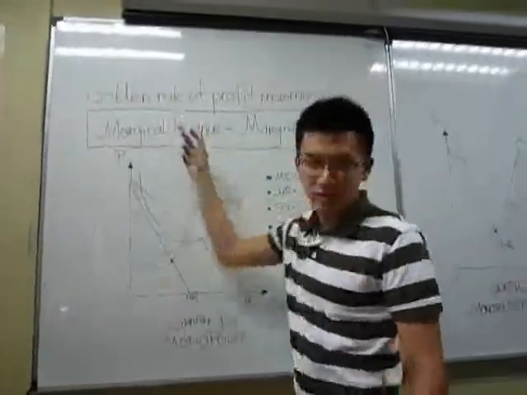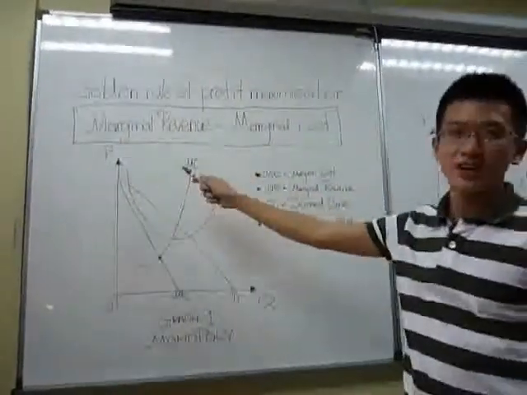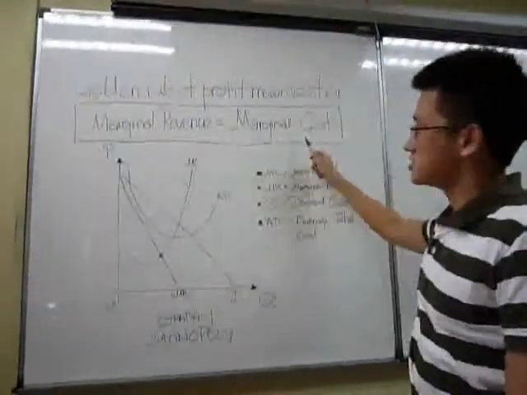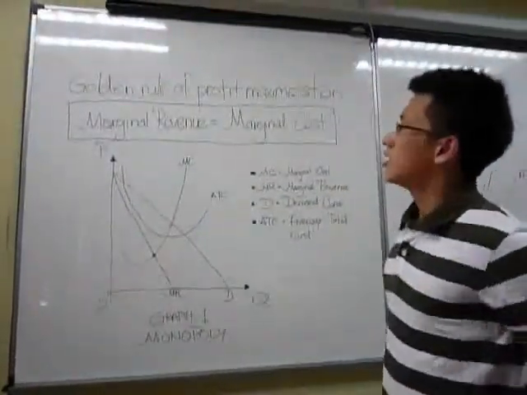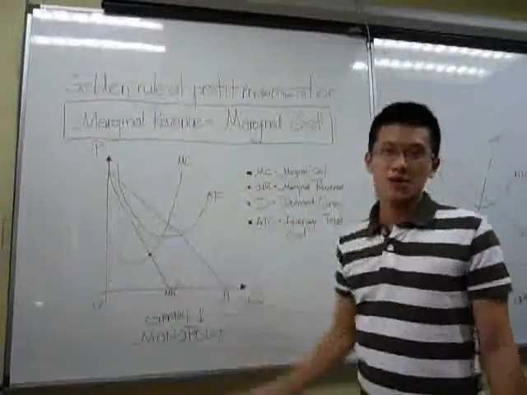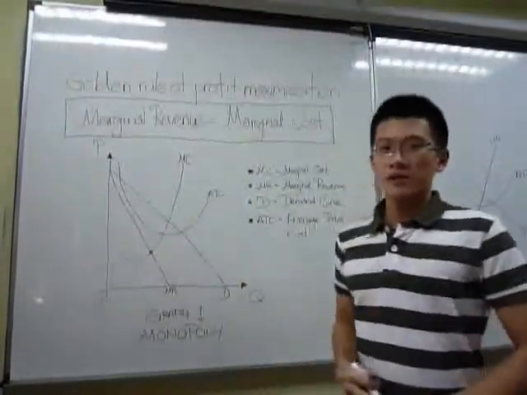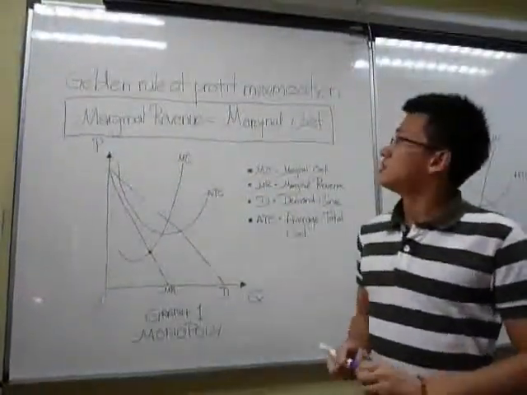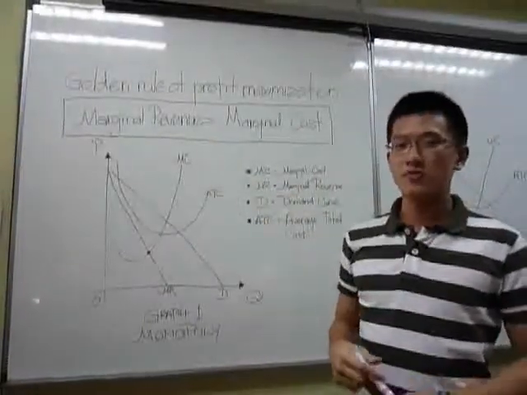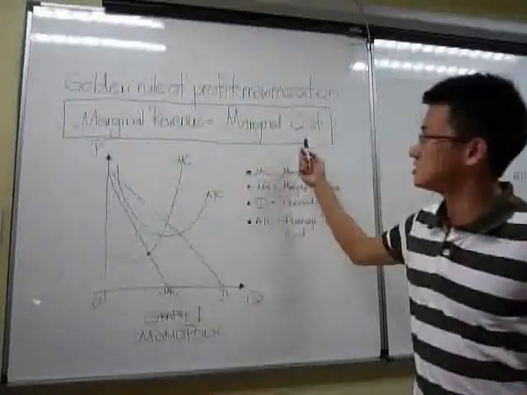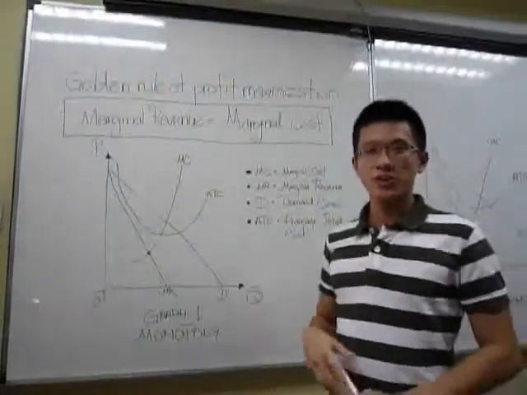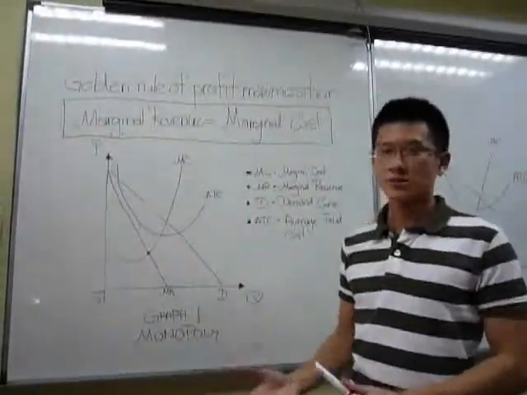The golden rule of profit maximization. Marginal revenue equals marginal cost. Okay, what is marginal revenue? Marginal revenue is the amount of money you get back for every unit sold, and marginal cost is the money you have to put in for every unit produced.